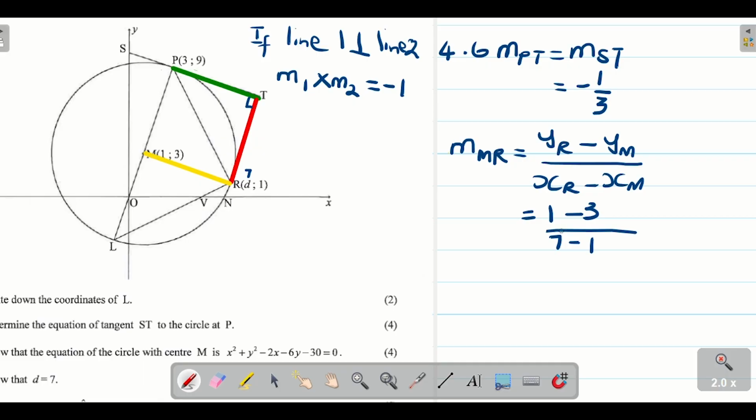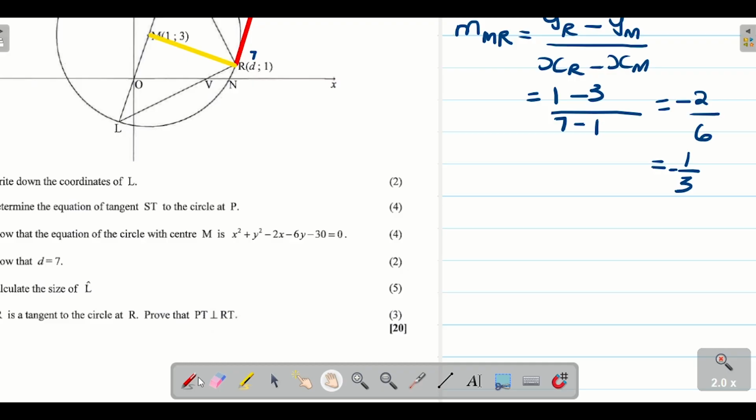We're gonna have 1 minus 3, which is gonna give us -2, all over 7 minus 1, which will give us 6. And this will be equal to negative 1 over 3. So we found the gradient of line MR.